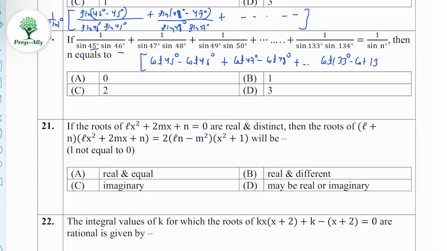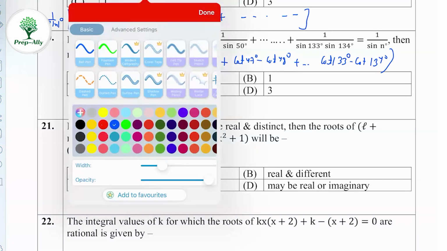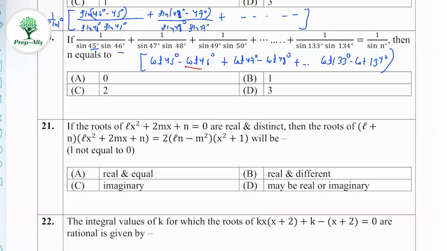So what will you get? Cot 46 degree and cot 134 degree will get cancelled because cot 134 degree is minus of cot 46 degree. In the same way, cot 133 and cot 47 will get cancelled. All terms will get cancelled. Here you will get cot 90 degree in between, that is already 0. So basically I am left with cot 45 degree.